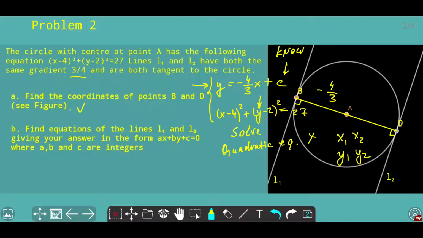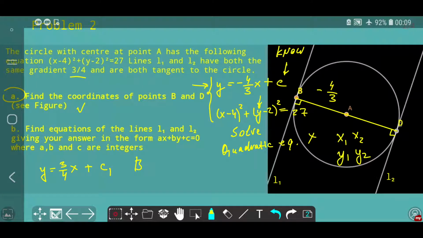So hope you got it. Second part, B. Once we know the point B, let's say for the line L1, and we know the gradient, we can get the equation for the line L1 in gradient-intercept form, 3 over 4 x plus some c value for this line, let's say c1, right? So that it differs from that c, okay? So now we need to define c1. It's pretty easy, just plug the coordinates of point B that we found in part A into here, okay? So that's how we can determine the c value.